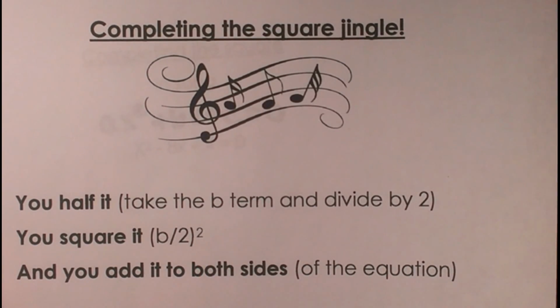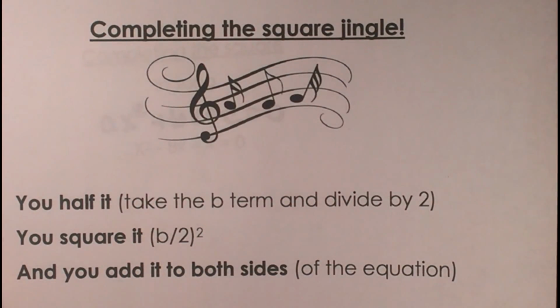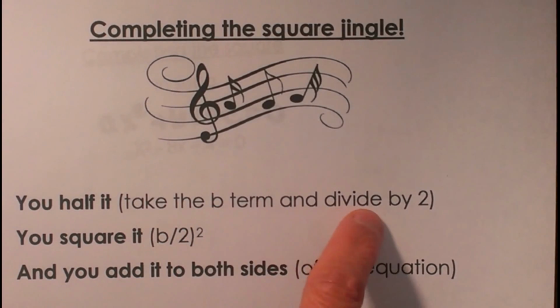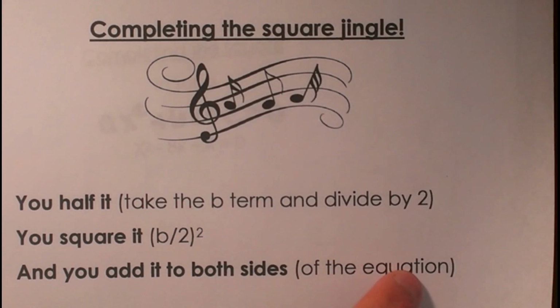Now, I've taught this for a long time, and the students tend to keep that little jingle in their mind to help them remember how to complete the square. So what are you taking half of? You're taking half of the b, the middle term, the coefficient, and you're dividing it by 2. Then you're taking that term, once it's divided by 2, and you're squaring it, and then you're going to add it to both sides of the equation because it's an equation and you have to keep it equal.